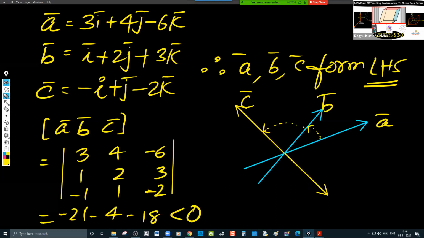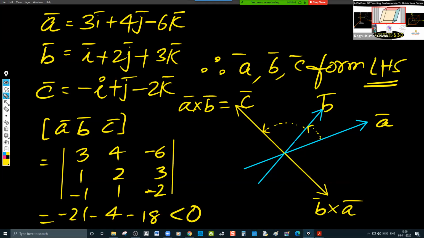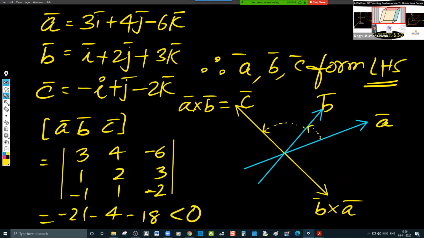Let me say this is C bar, equal to A cross B. Then what will this be? It is in the upward direction, and this is in the downward direction. What makes the difference? It will be just reversed. That is A cross B, and this is B cross A. A cross B forms a right-handed system, and B cross A forms a left-handed system. Here it is C bar, and here it is minus C bar.